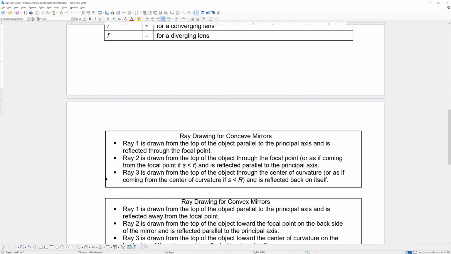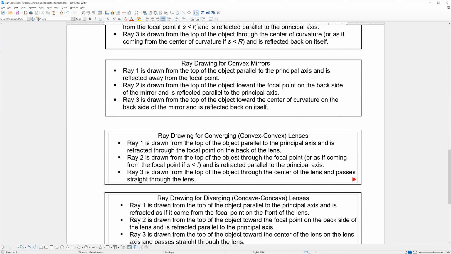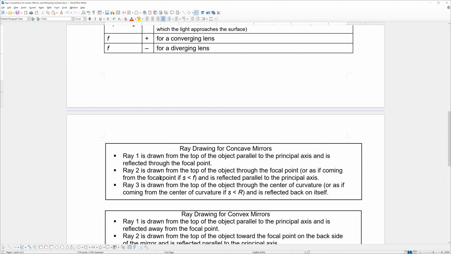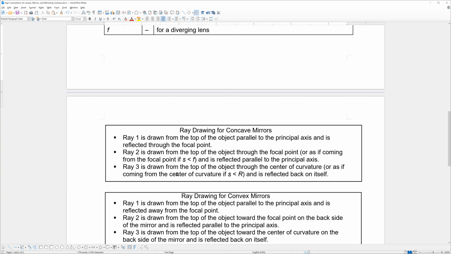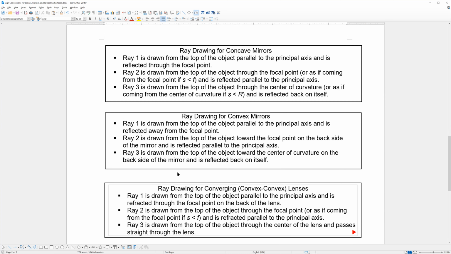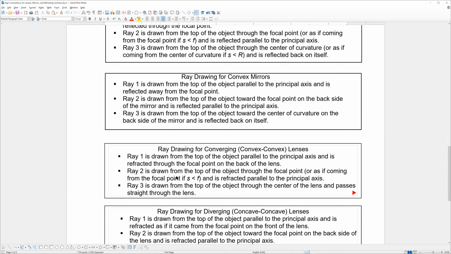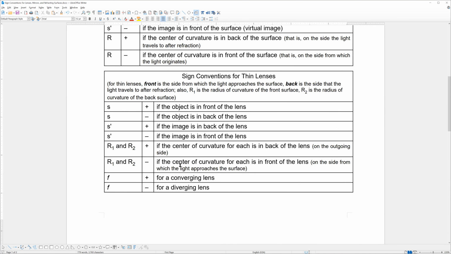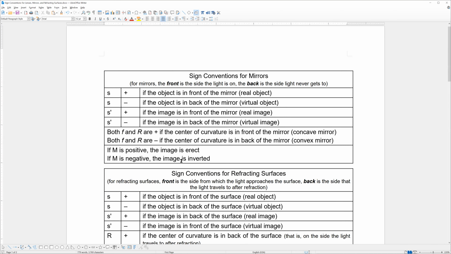Next week in lab, we're going to do some ray drawing for mirrors of different types and for lenses. And these are just rules that work when we're doing that. I don't think I have any on the homework assignment, but after we've done it in the lab, there's a chance of having a ray drawing problem on the test, but I'm not positive. Anyway, we'll talk about those things.